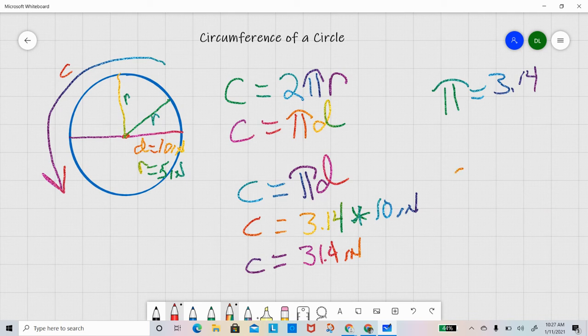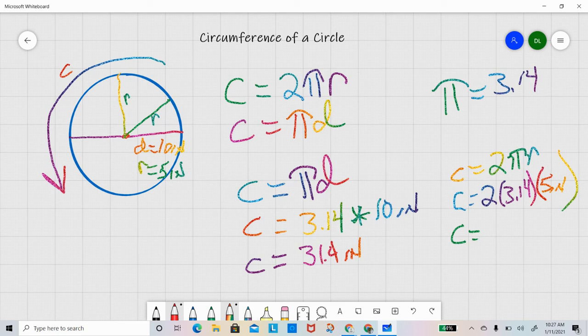If I use the other formula, c equals 2 pi r, we would get the same thing, except it would be 2 times 3.14 times 5 inches, because the radius is 5 inches. Which when you put those all in your Desmos calculator or into a regular calculator, you'd get the exact same answer of 31.4 inches. Well, of course you would, because if you look here, you have 2 times 5, right, which is 10, and 10 times 3.14, 31.4. You have the exact same thing.